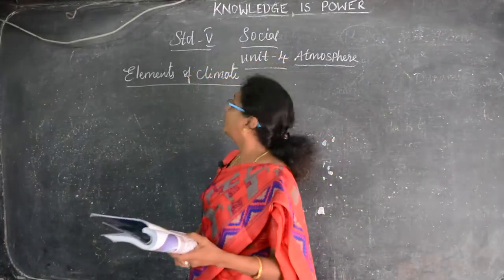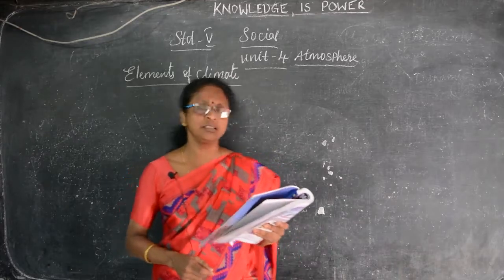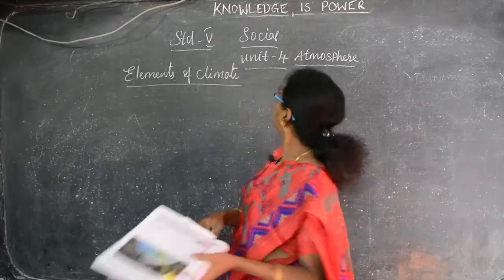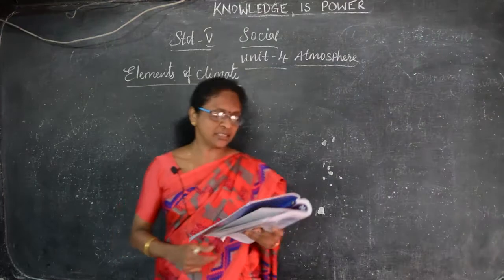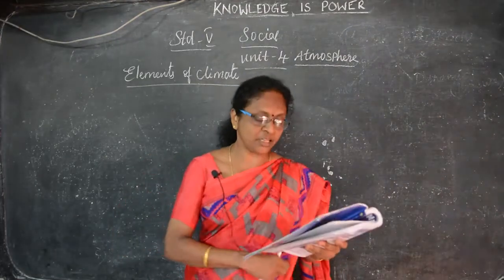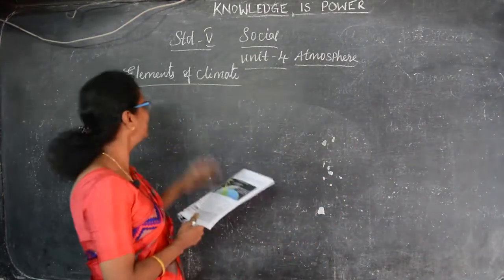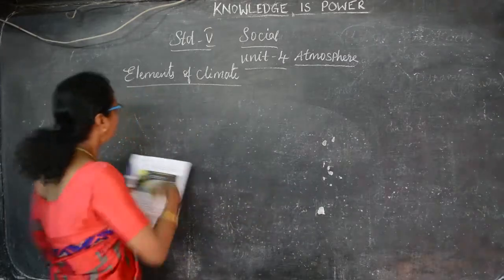Okay children, now we are going to continue the same lesson, that is standard fifth social, that is atmosphere. In the last classes we have seen about the solar radiation. Now we are going to see about the elements of climate. What are the elements of the climate?